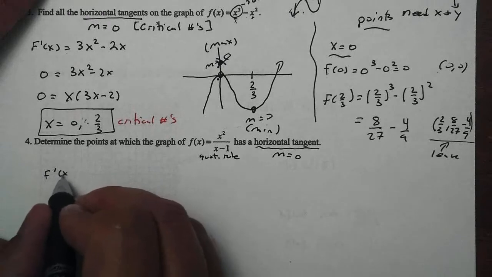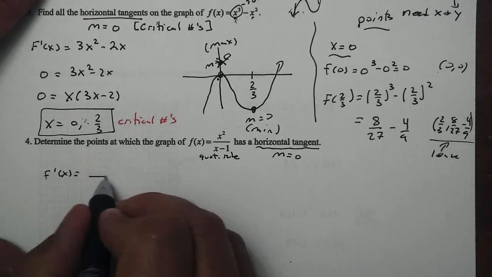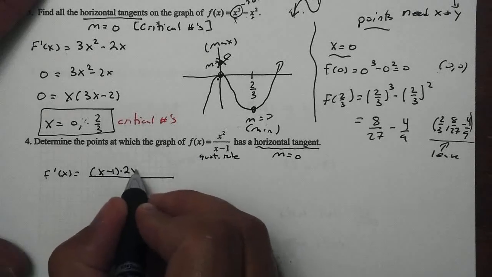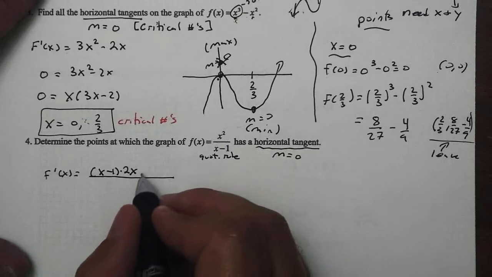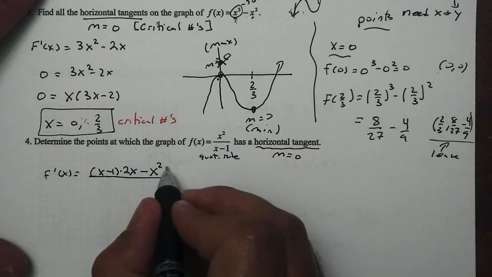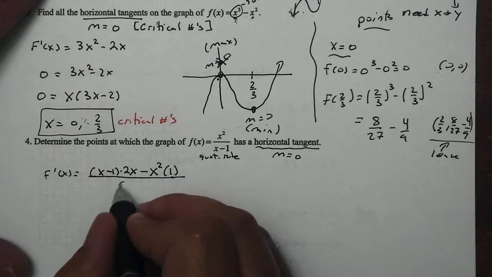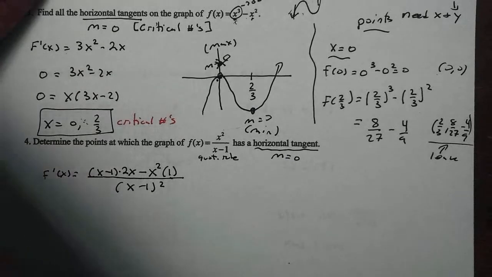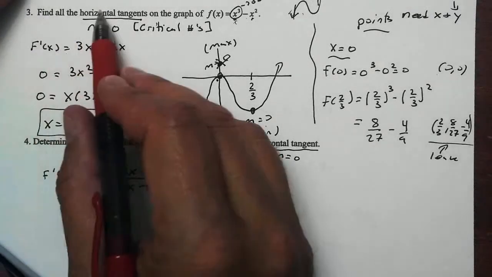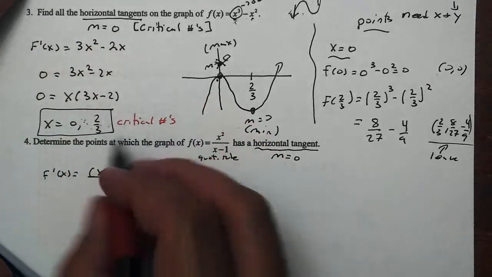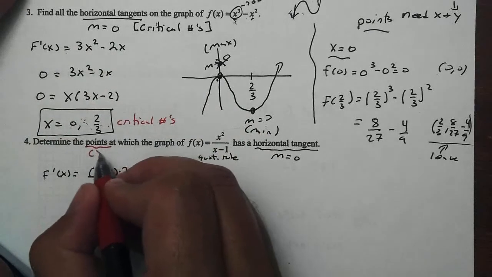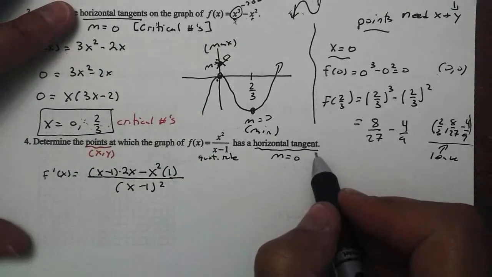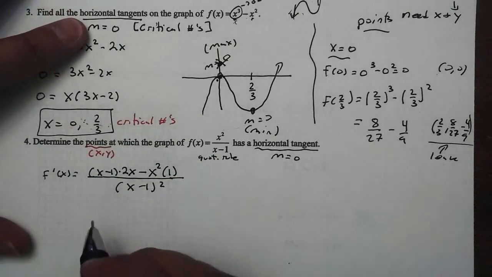So to get f prime of x, we would use low, x minus 1, times the derivative of the top, which is just my power rule, minus the top function, x squared, times the derivative of the bottom, over the bottom squared. Now, one thing I forgot to point out, remember, the difference between number 3 and number 4: for number 3, all we need to find were those critical numbers. But for number 4, we want the points. Remember, we need x and y here. So right now, we're just looking for the x values where the slope is 0. Then we have to find the y values later on.